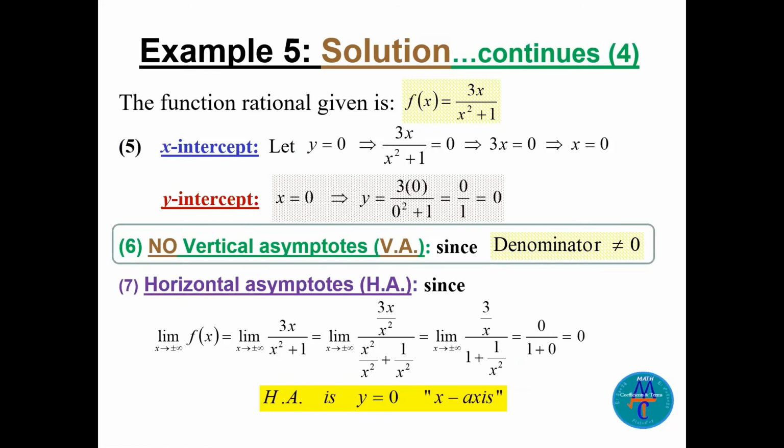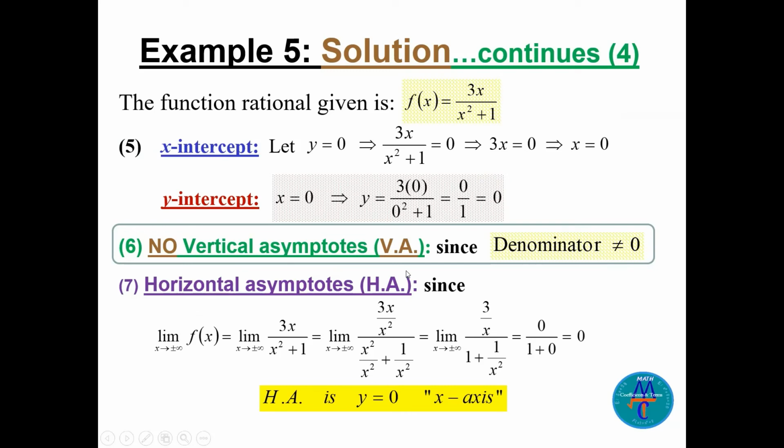Now this is a rational function. Let's continue easily with the x-intercept. Let y equal 0. Easy. Y-intercept, let x equal 0. No vertical asymptotes. This is a little nice here. Why don't we have any vertical? Because the denominator here cannot be 0. You see? X squared plus 1. Denominator cannot be 0. Suppose we have x squared minus 1. So we can expect 2 vertical asymptotes, x equals 1 and x equals minus 1.